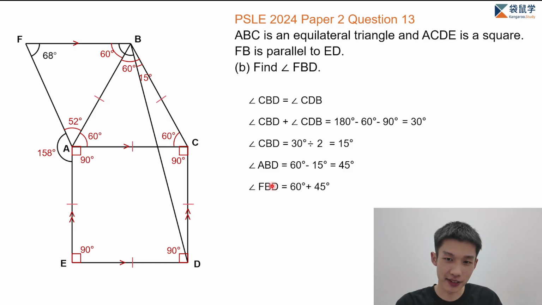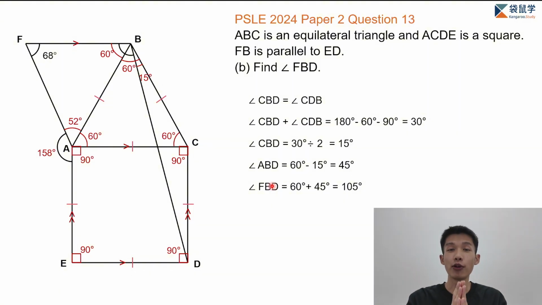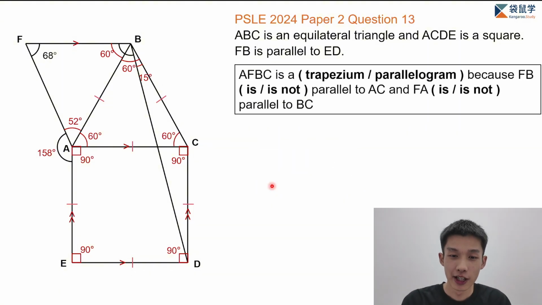60 plus 45 gives us 105. Problem solved. And moving on, we have the last part, which is the most challenging part. AFBC is a trapezium or parallelogram because FB is or is not parallel to AC and FA is or is not parallel to BC.